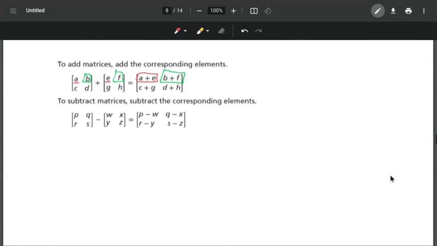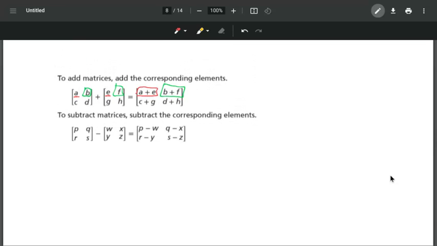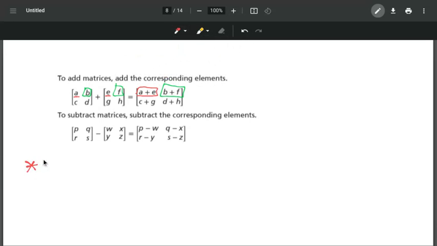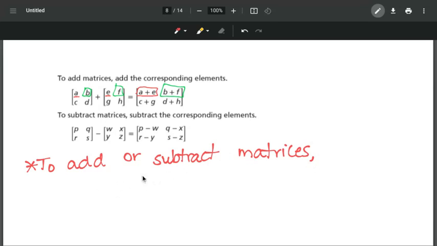The other thing that's important to know whenever you are adding or subtracting matrices is that you must have the same dimensions. So to add or subtract matrices, you must have the same dimensions.